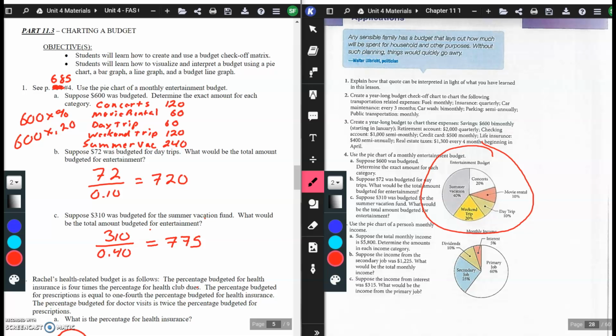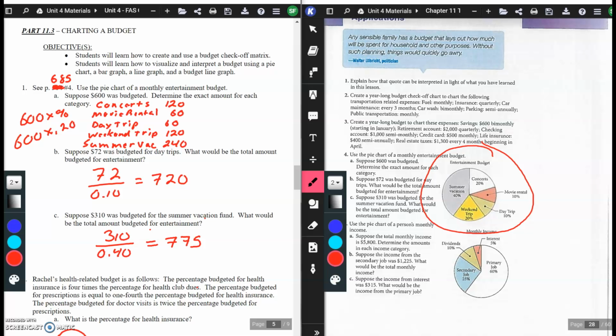Part B, suppose $72 was budgeted for day trips. What would be the total amount budgeted for entertainment? So you take $72 and you divide by 10% or 0.10. We're working backwards here, so instead of multiplying, we have to divide. So 72 divided by 0.10 gives you $720.